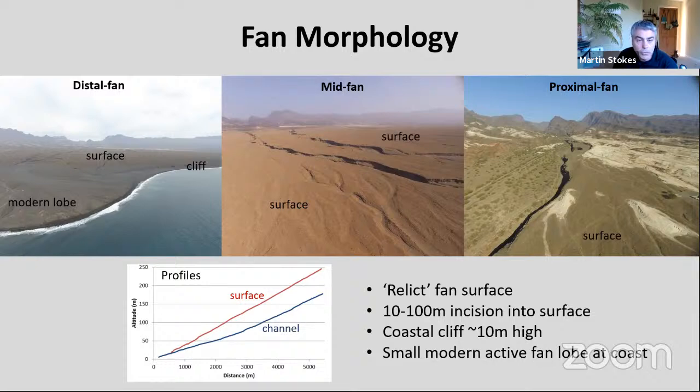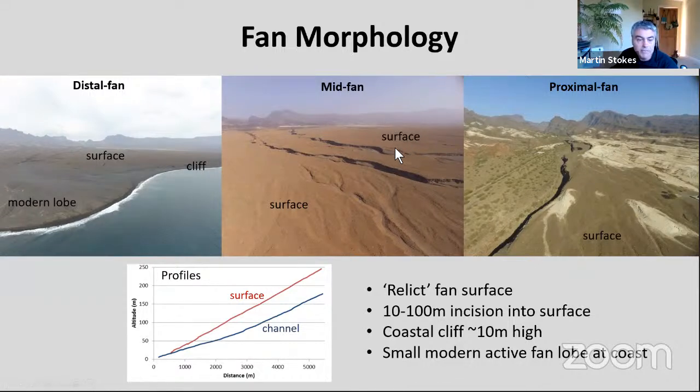So these are a series of drone images from distal through mid through to proximal parts of the alluvial fan. You can see that there's a small modern active lobe, which was the fantastic drone picture I started off with. And then there's a large relict alluvial fan surface off in the distance in mid and proximal fan areas, which is the focus of this particular study. There is quite a noticeable sea cliff currently being eroded into the toe of this relict fan, obviously through rising sea levels.